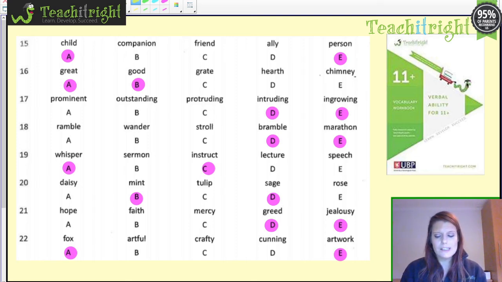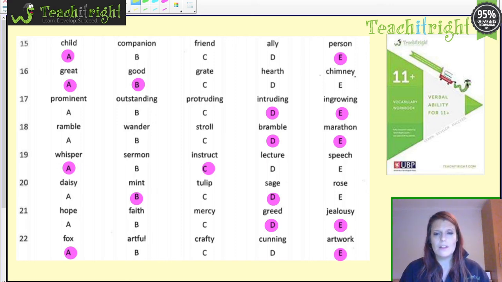19. This is a type of public speaking, sermon, lecture, and speech, whereas whisper is a way of speaking quietly and to instruct. You can do that publicly. You might give instruction to a group of people, but you might also do that to one other person. Number 20, mint and sage are herbs and the others are flowers.